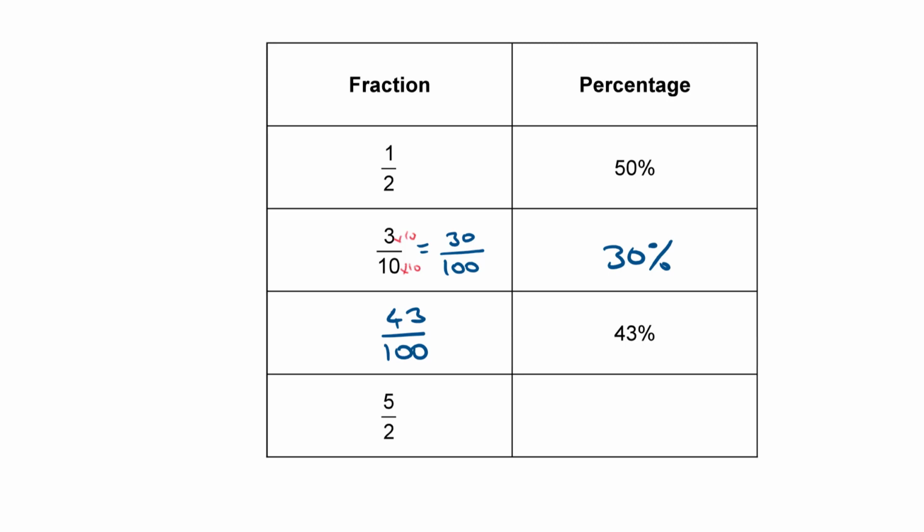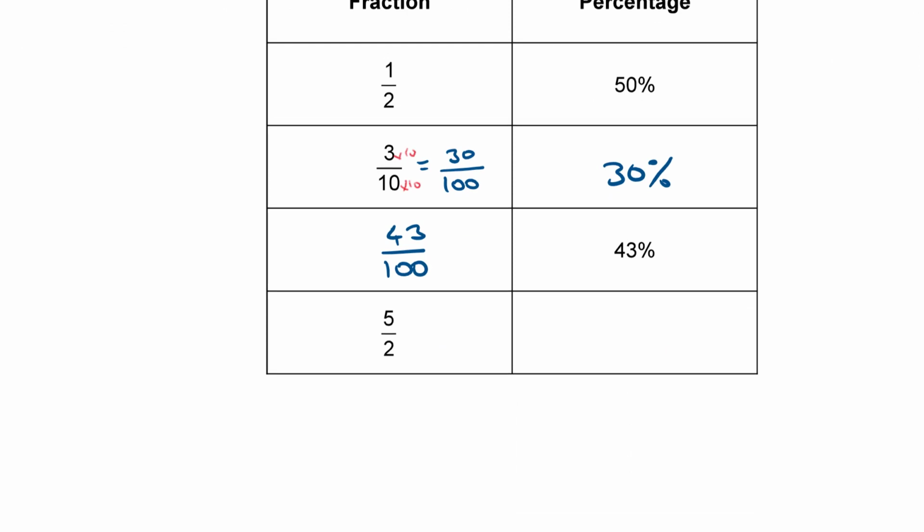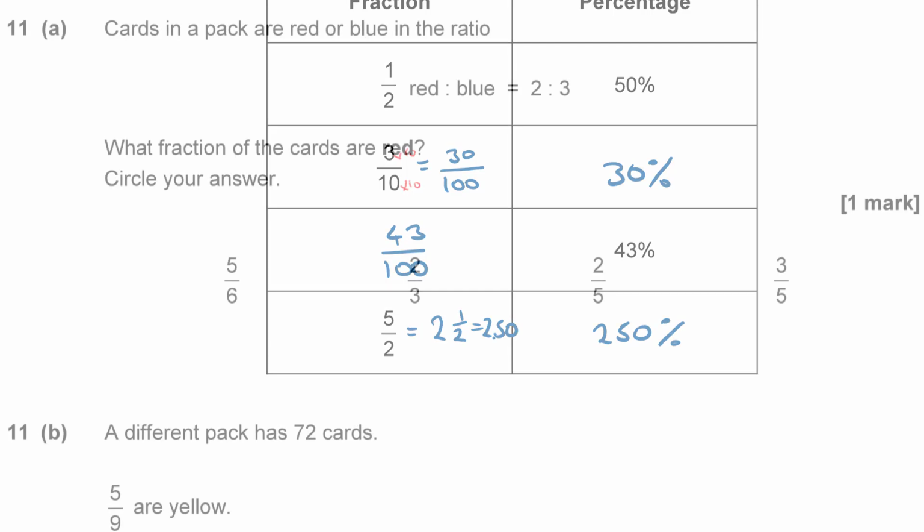Does that cancel down? Well, even if it does or it doesn't, it doesn't tell us to cancel it down. I'm just tempted to leave it like that. And then finally 5 halves. So that's a top heavy fraction, isn't it? So that's the same thing. It's how many times does 2 go into 5? It goes in twice, remainder 1. So that's 2 and 1/2, which is the same thing as 2.5, or 2.50. That's the same thing as 250%, isn't it? As a decimal, as in as a percentage.